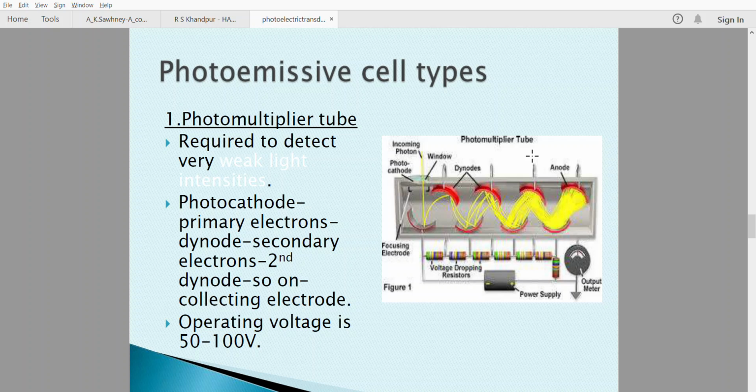So light of minimum intensity gets amplified because of these diodes, which produce electrons when the photon falls on them, and the production of electrons improves when the light photons increase. The light photons are increased by increasing the intensity, by multiplying the photon energy. So this produces more electrons and more photoelectric current. The operating voltage is 50 to 100 volts.